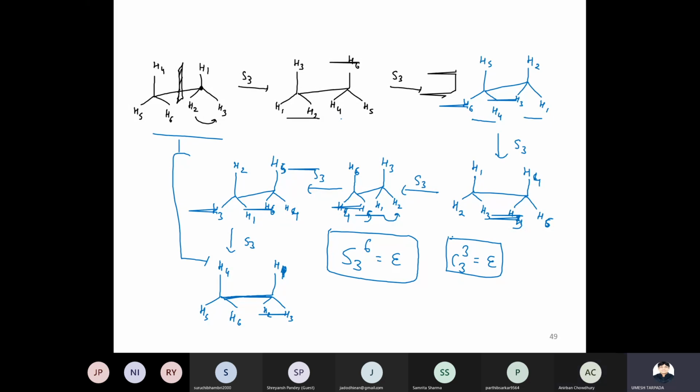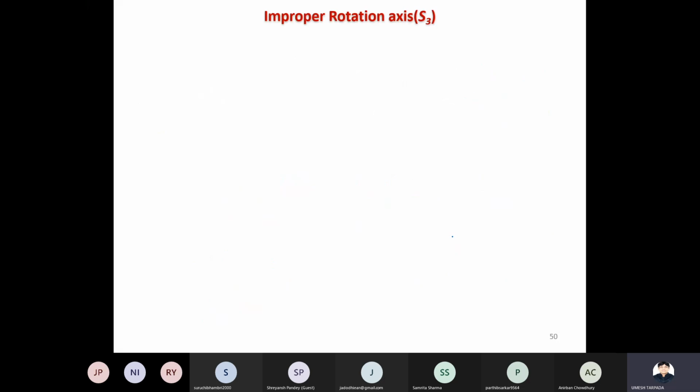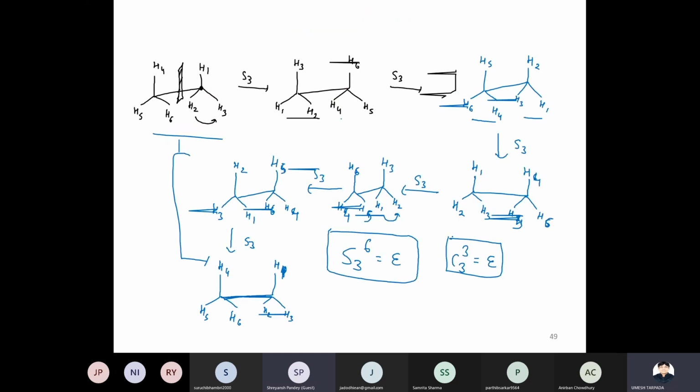Yes, sir. Okay. So see, this is called an alternate axis. Look at here, same thing. This is the eclipse structure. 1 will come in place of 2, 2 in place of 3. That will be very complicated to draw for S3 to the power 6. What you can say? Sir, you have just drawn that S3 to the power 6 is equal to E.